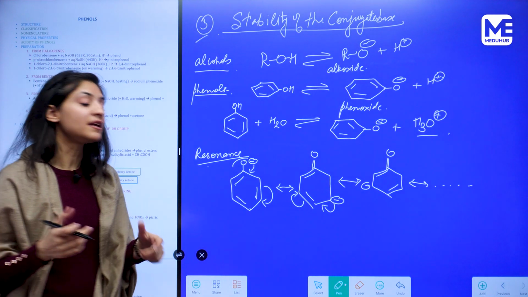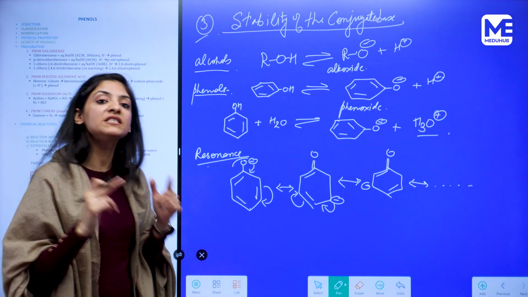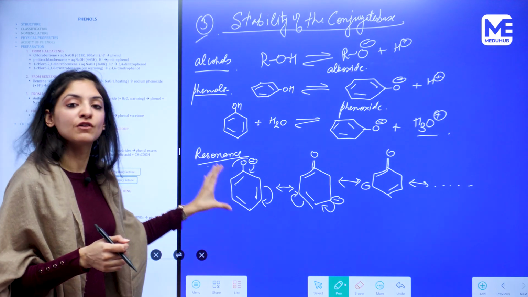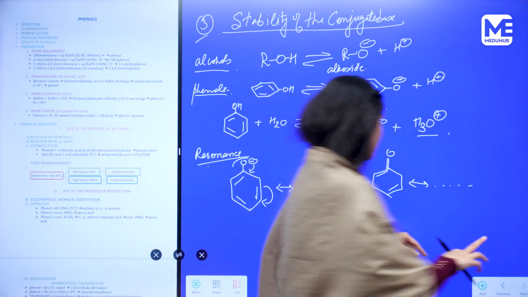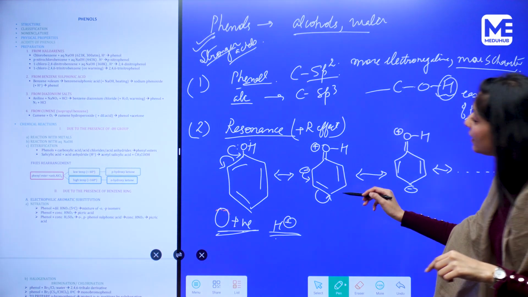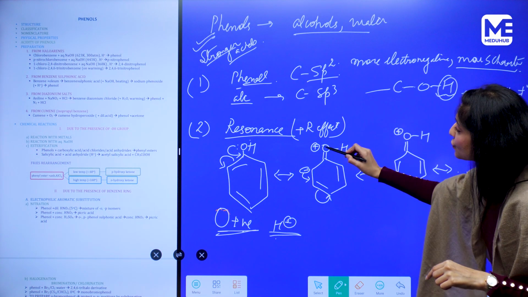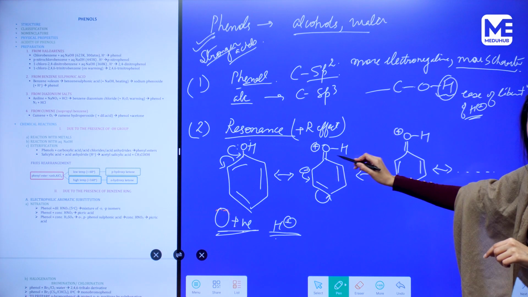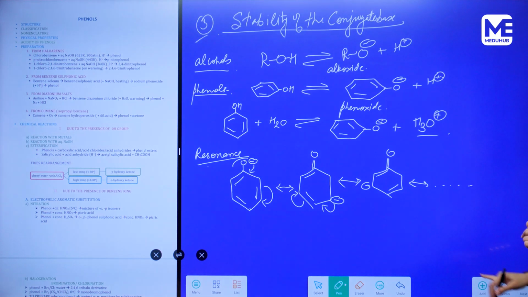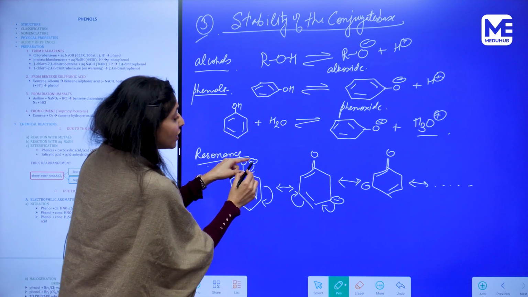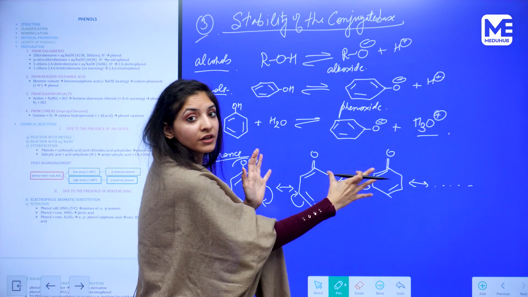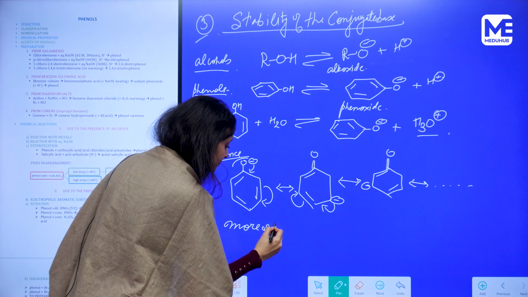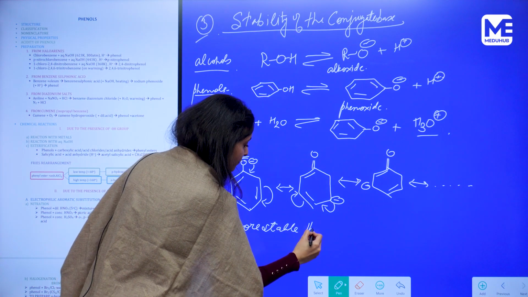So how are we saying that this conjugate base of phenol is more stable than phenol? Phenol is also resonance stabilized. This phenoxide ion is also resonance stabilized. But if you look at phenol, here, there is separation of charges. So there is a positive charge on oxygen here, and this negative charge is getting delocalized over the benzene ring. Whereas in phenoxide, only this negative charge is getting delocalized all over the molecule. So because of that, this is more stable than phenol.